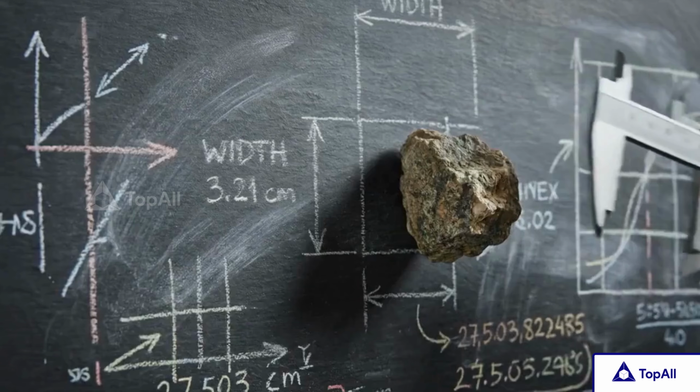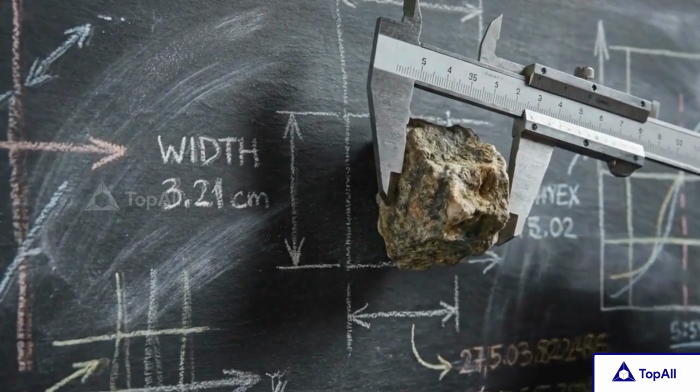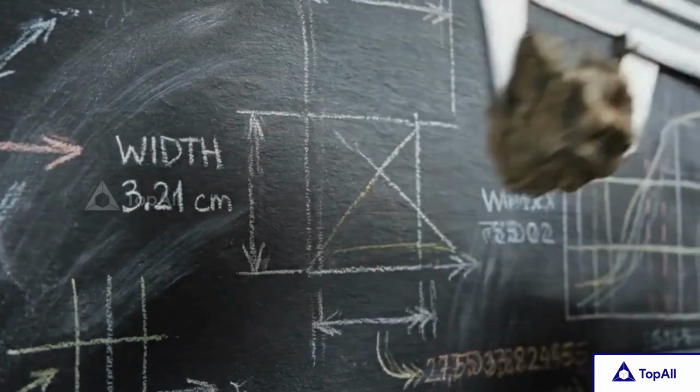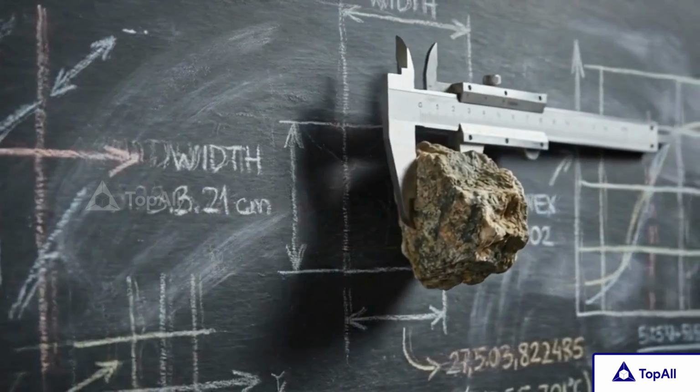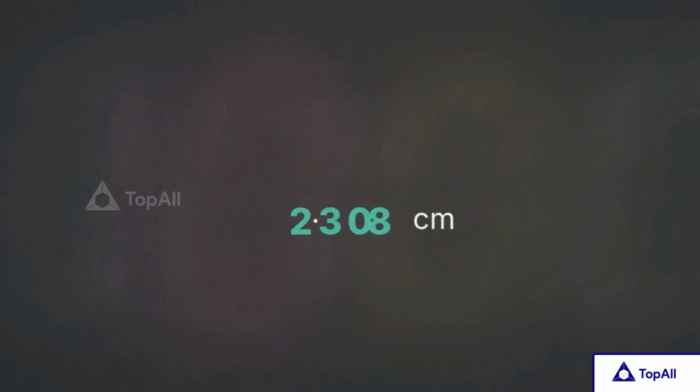formula. This raises an important question. Does changing the units on paper actually increase the precision of the measurement you took in the real world? The rule is strict. A change of units does not change the number of significant digits or figures in a measurement. Take a length of 2.308 centimeters.